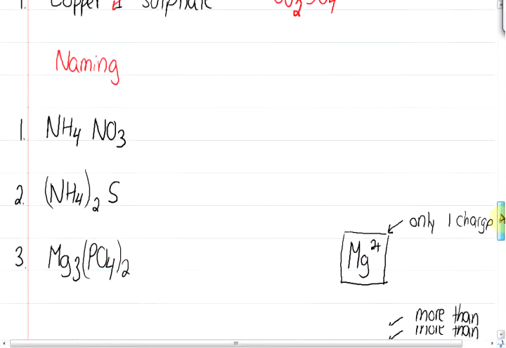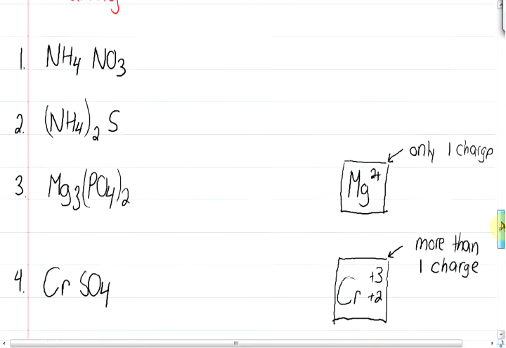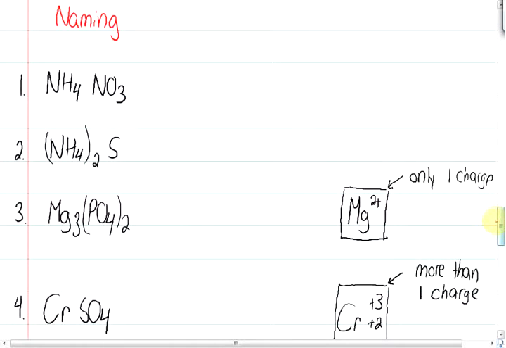Naming is similar to before, except we do not need to change the endings to "ide", and we only have to decide if they need to have a Roman numeral. My first example, NH4, is always named ammonium. And NO3, I look up on the back of the table, nitrate. Nothing further is required for this name.